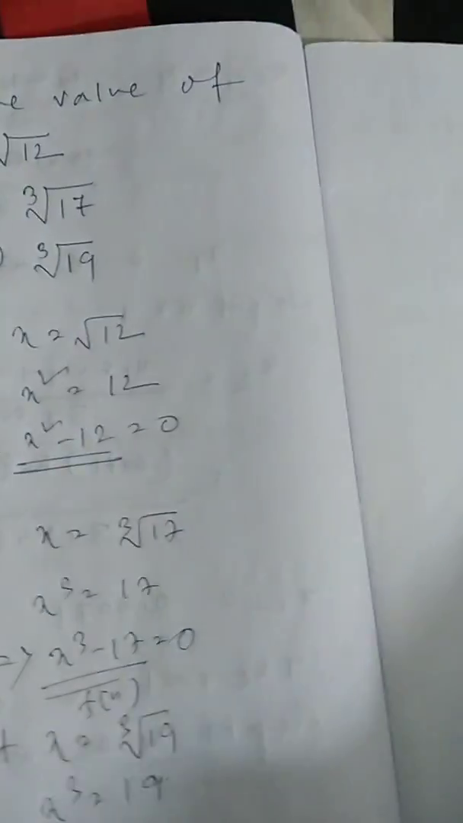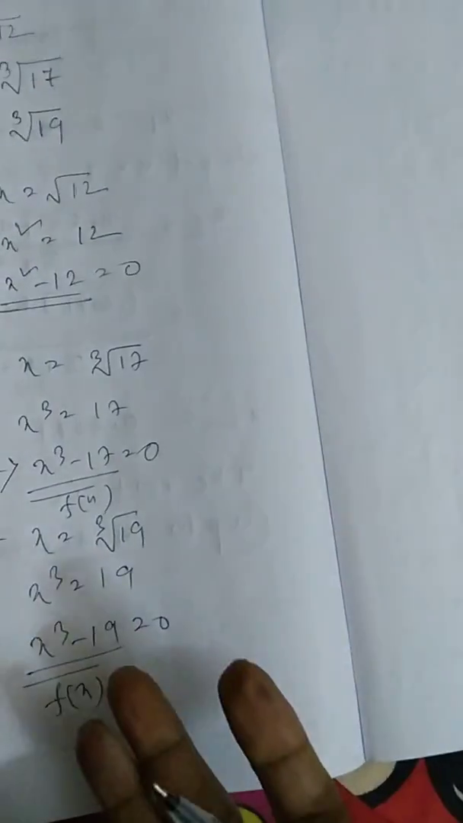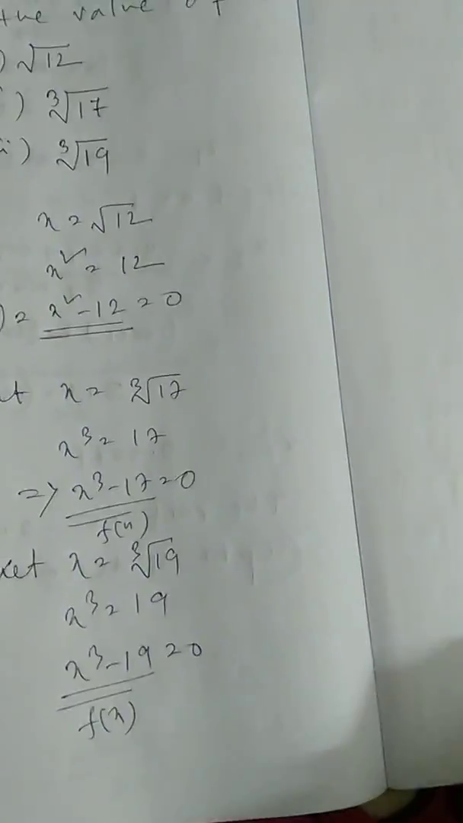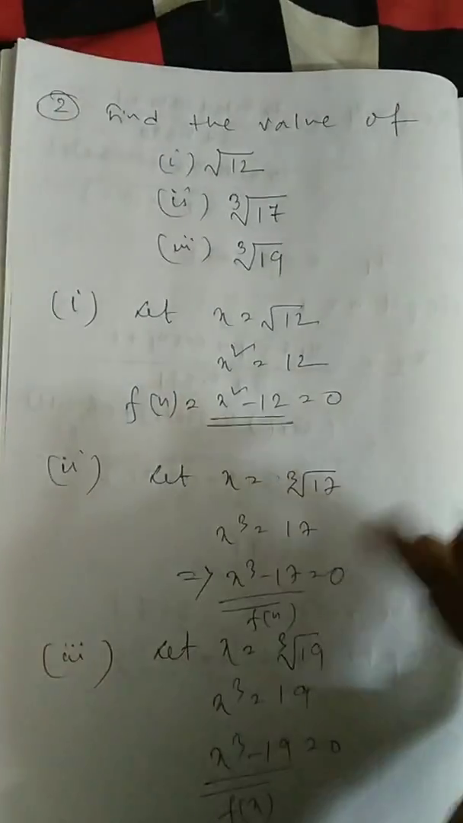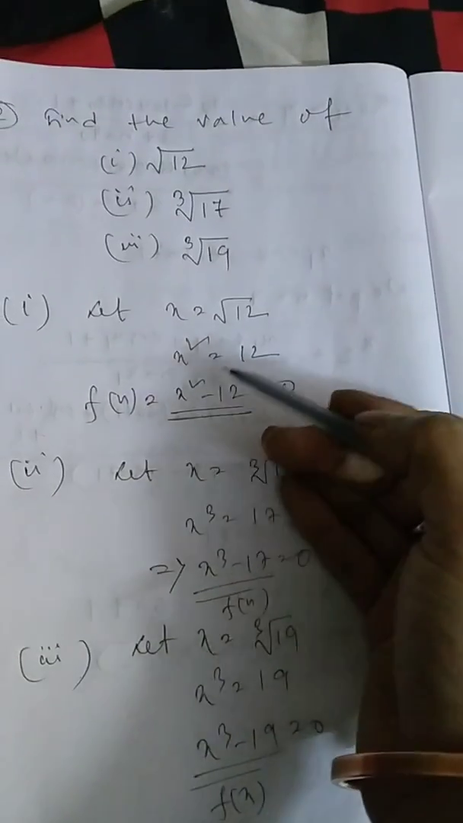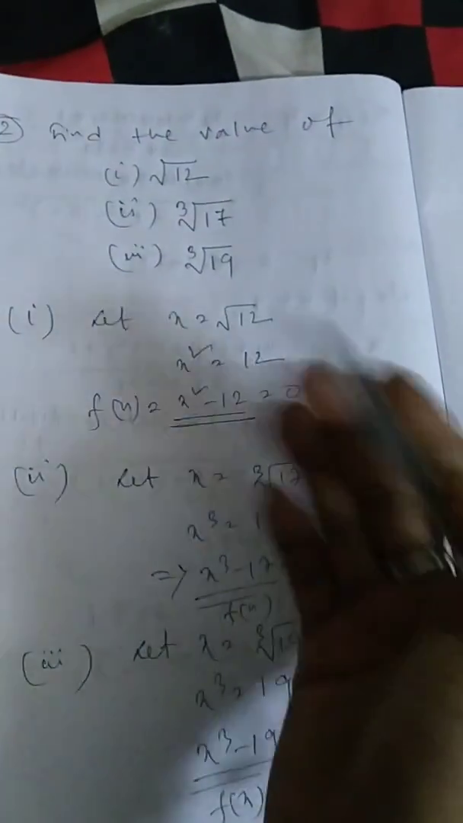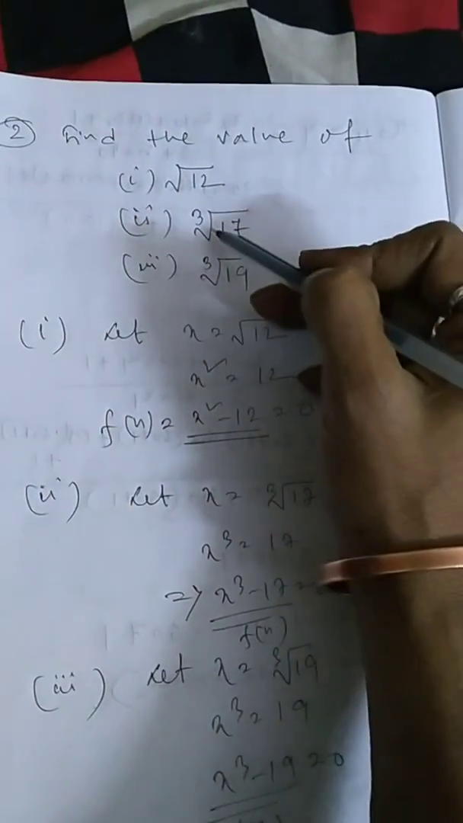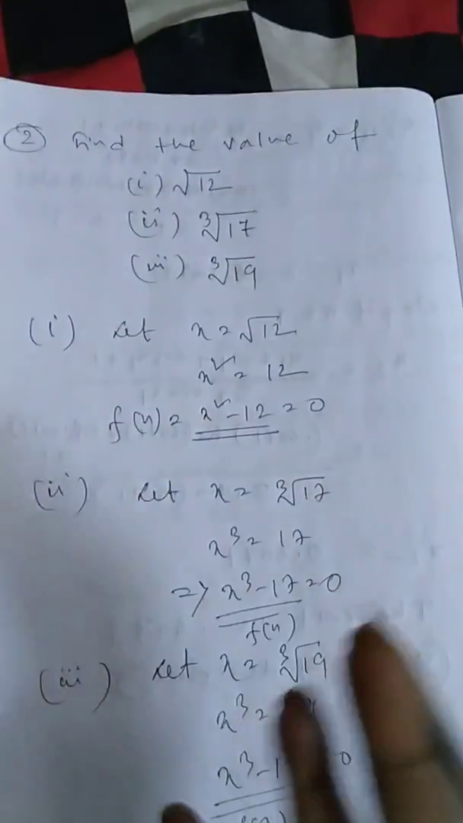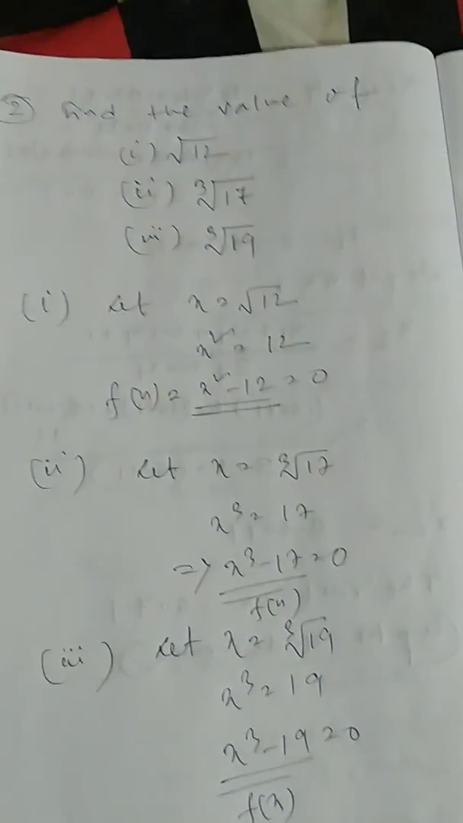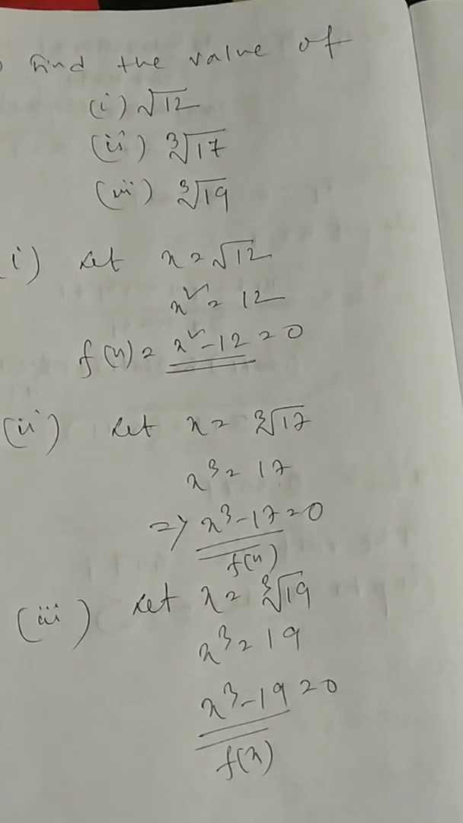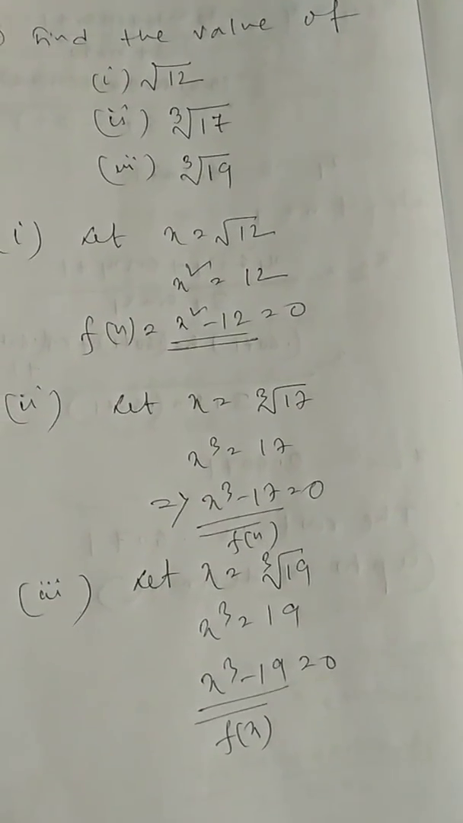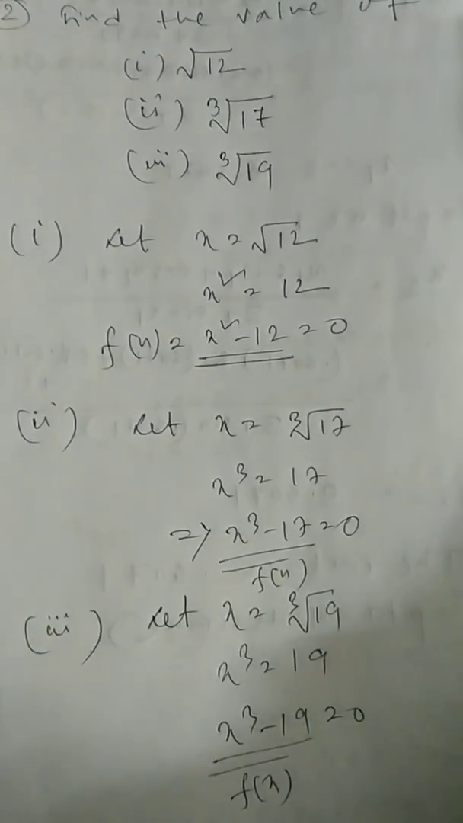Now we just proceed for the first case. The remaining procedure will be the same. So here the main tactic is how to convert the function, root 12 in case of cube root of 17. It may be any types like that. Okay, so we just proceed for the first case.